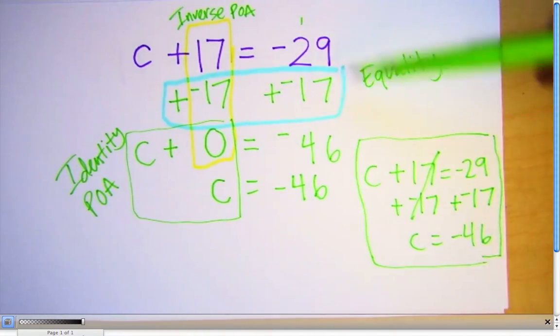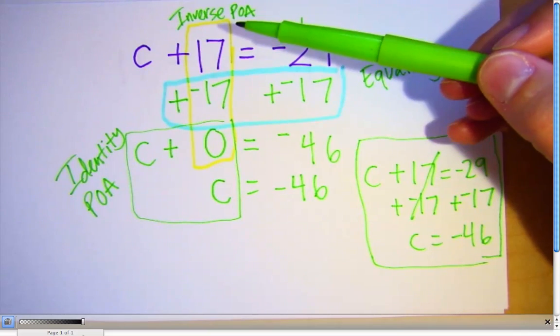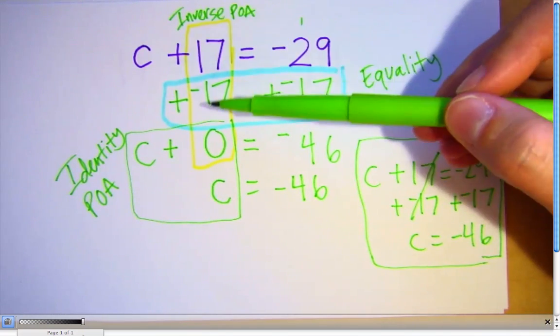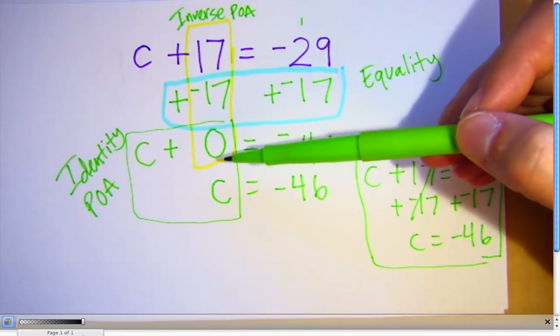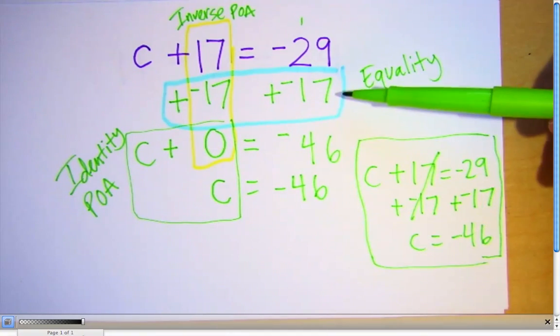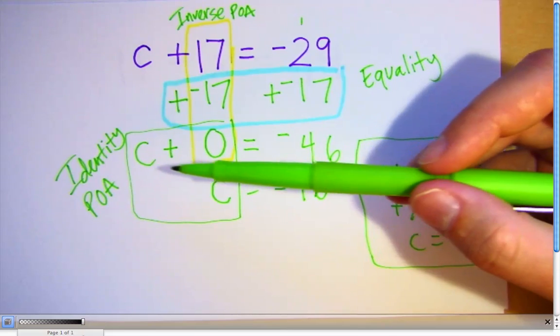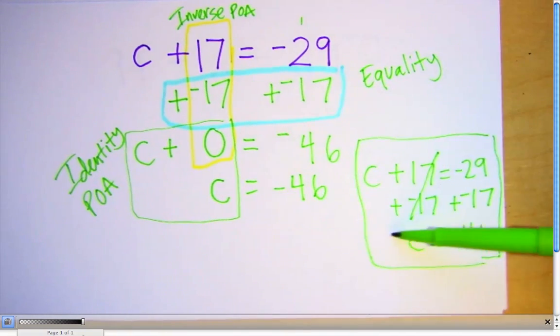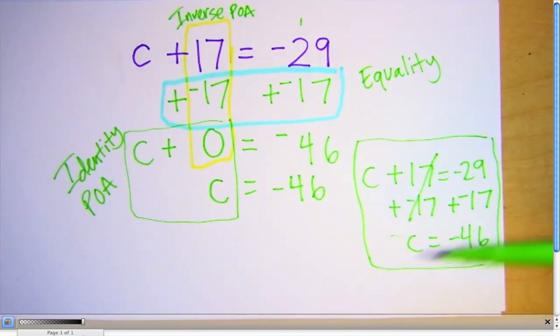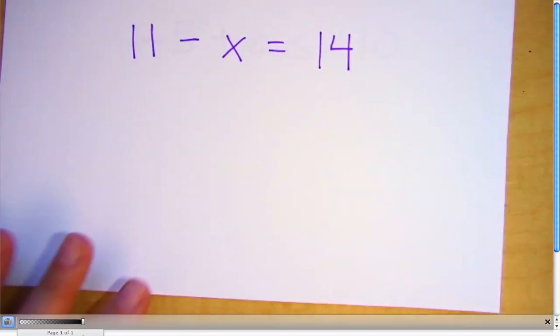But over here we can see why that all works and what properties we're using. We use the inverse property to make the 17 equal 0. We use the equality property to balance out our equation. And we use the identity property to say, well, c plus 0 is the same thing as c. So I'm just going to write c for my answer, and I isolated my variable. All right, so let's look at another one.